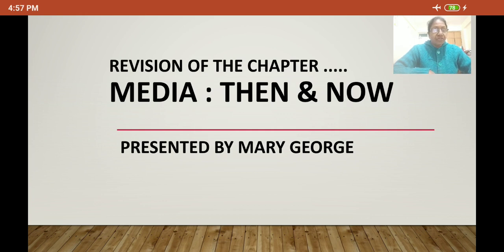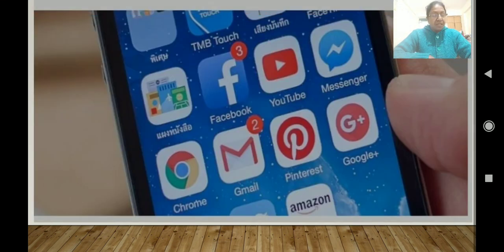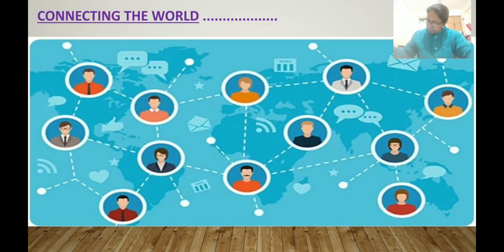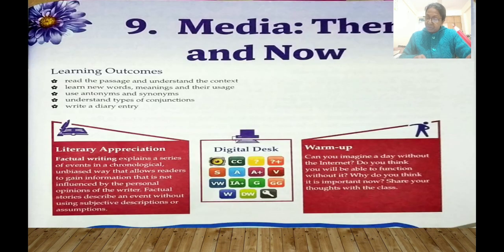So let's begin straight away from the first page itself, that is page number 75. So let's begin from the literary appreciation. That's the first part of it. So first of all, let's look into what's given for us. We have 10 questions from the introductory side. So we move on to the literary appreciation, factual writing. That's what they are asking.